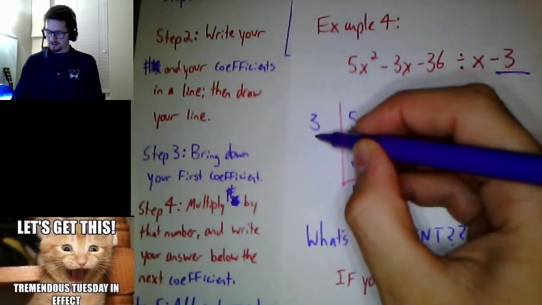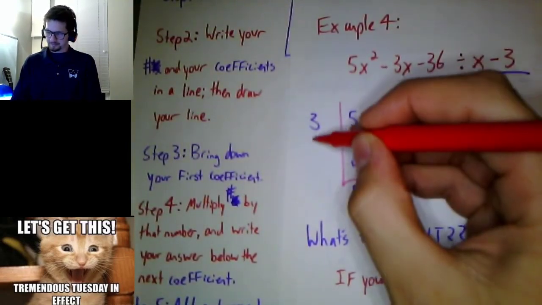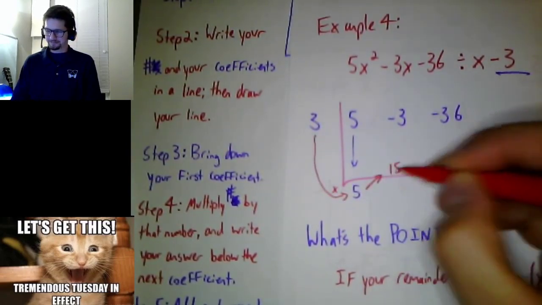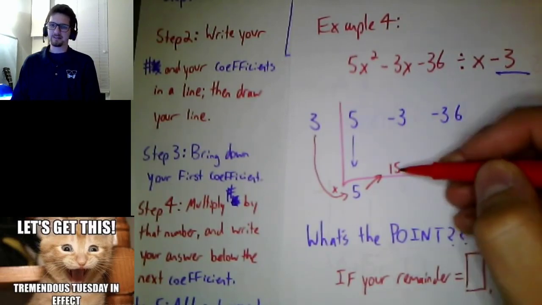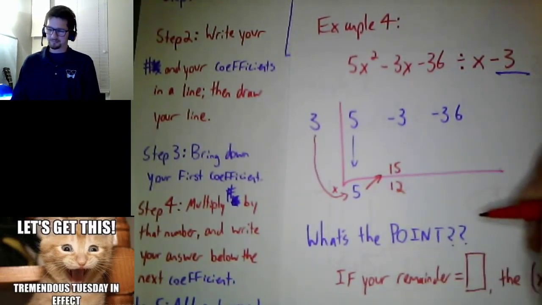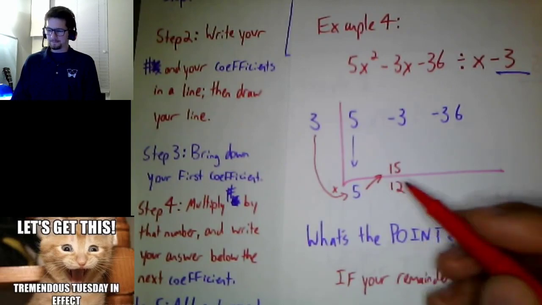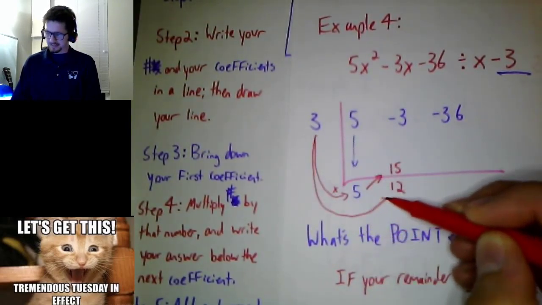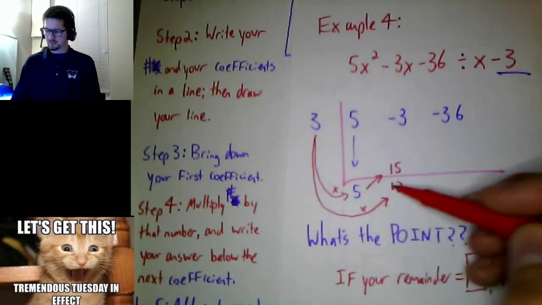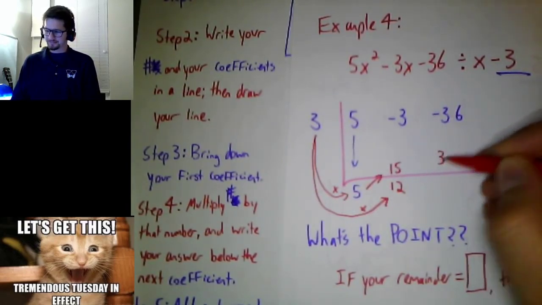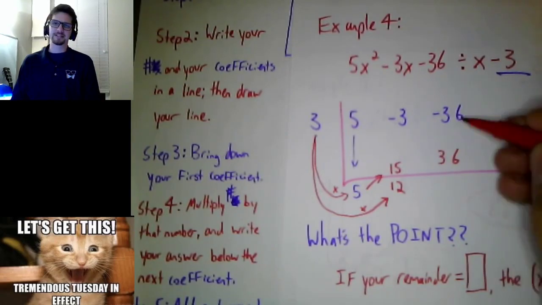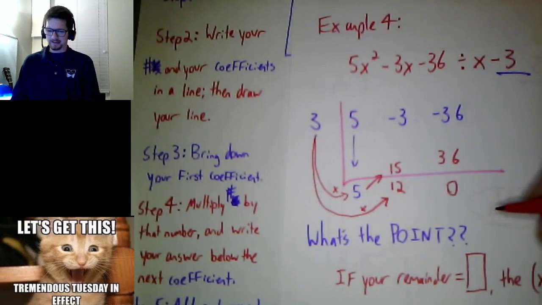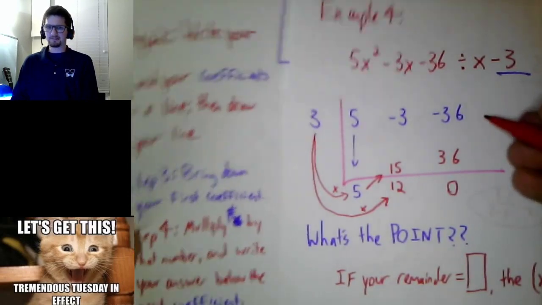Multiply your number by that number, and then write your number below the next coefficient. So, I'm going to change color. 3 times 5 gives me 15. 15 plus negative 3 gives me 12. All right, I still have another number around here, so now I do 3 times 12. What's 3 times 12? 36. All right, what's 36 plus negative 36? 0. And do I have anything to repeat? Nope, I'm out of numbers.